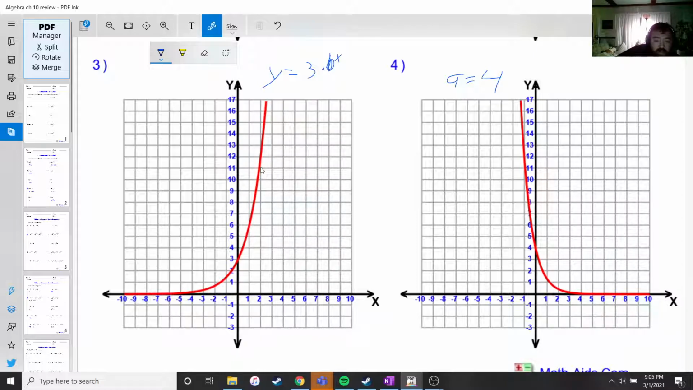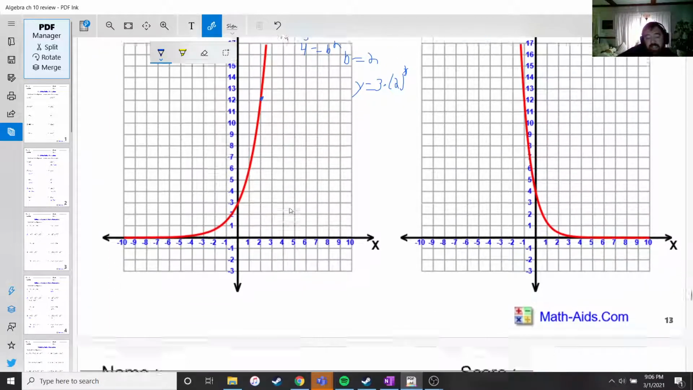Let's look for another point. Right here, so 2 and 12. So y equals 12 when x equals 2. So 3 times b squared. Divide by 3, and we get 4 is equal to b squared. So b must equal 2. So then our actual equation is going to be y equals 3 times 2 to the x power. So do you see how you do it?